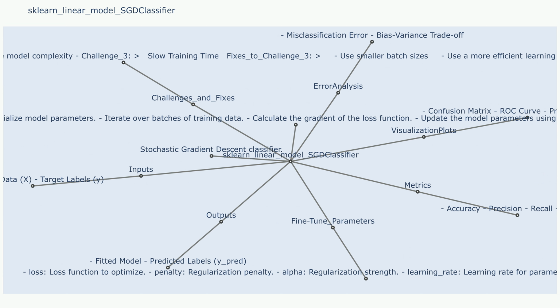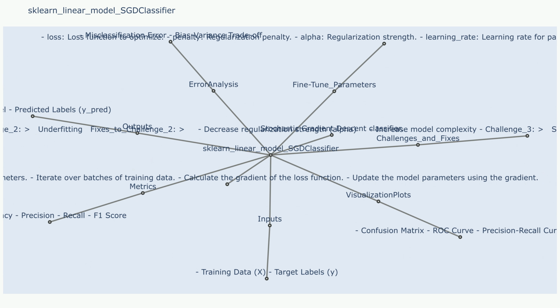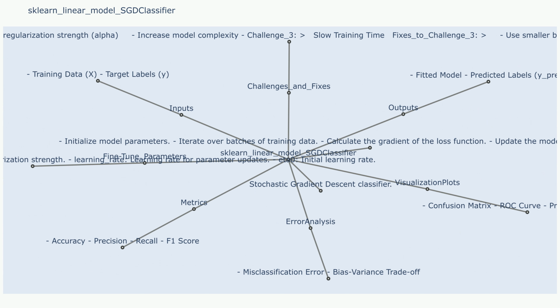Metrics. Accuracy. The proportion of correctly classified samples in the test set. Precision. The proportion of correctly classified positive samples among all samples predicted as positive. Recall. The proportion of correctly classified positive samples among all actual positive samples. F1 score. The harmonic mean of precision and recall.